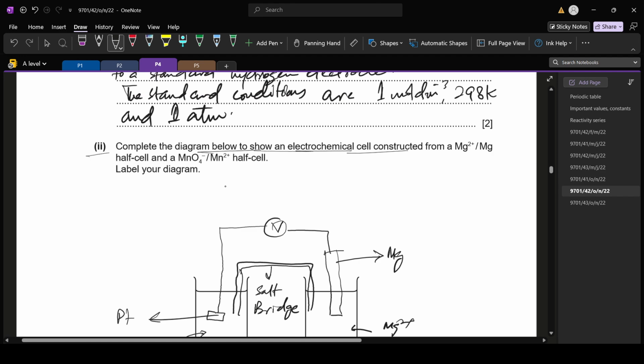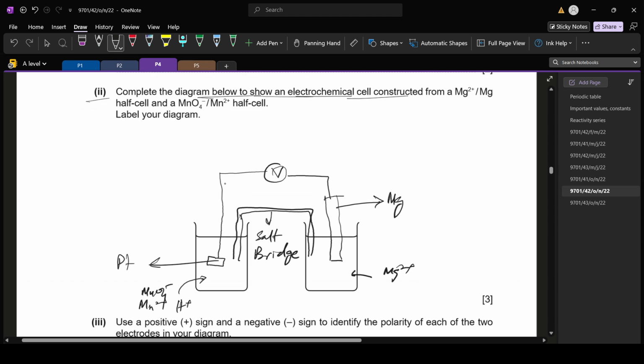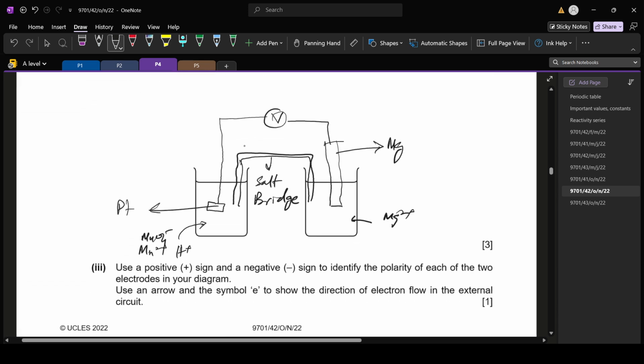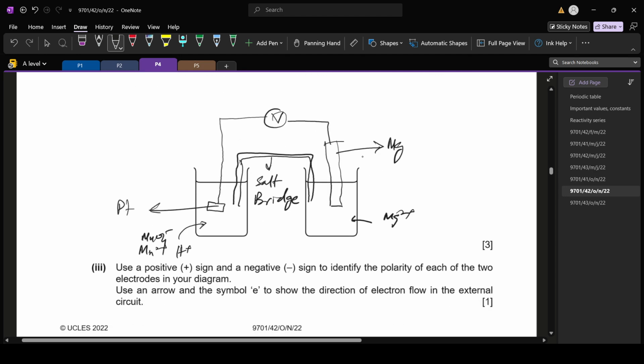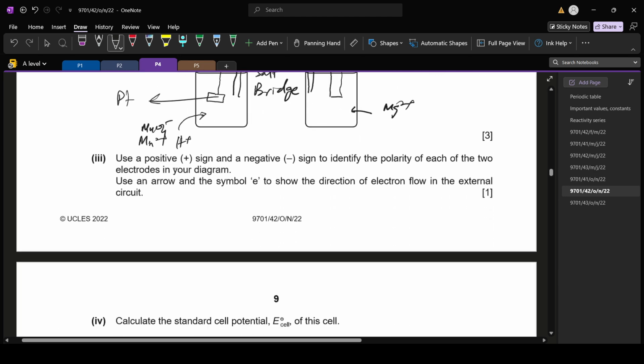Now, okay, label your diagram. We also have labeled. So this is your complete diagram for this electrochemical cell. Now part 3: use a positive and a negative sign to identify polarity of each of the two electrodes in your diagram. Use an arrow and the symbol of e to show the direction of electron flow in the external circuit.